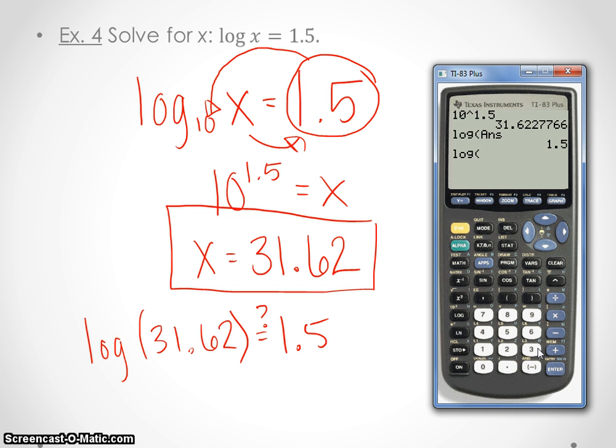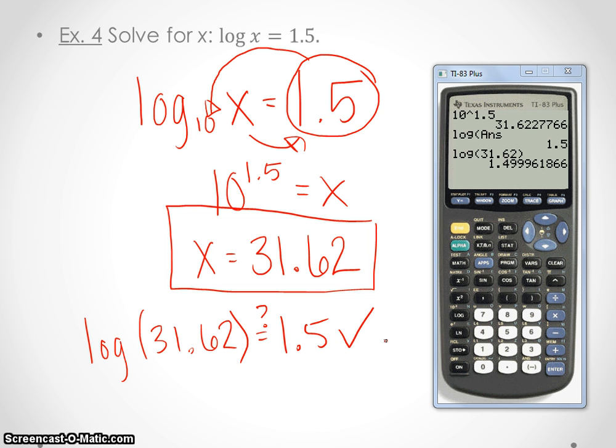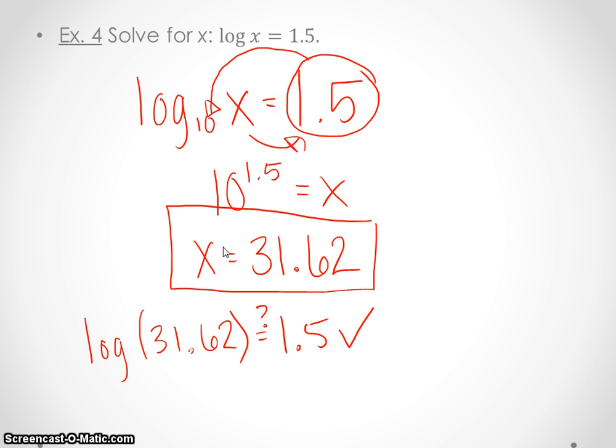Let's see what log of 31.62 actually gives us. It'll give us close, but not exact. Since we've rounded, it's 1.4999. That's pretty darn close to 1.5. But if you pull that actual answer, it should give us 1.5 exactly back. So we're good. We know our answer works. So our answer here is x equals 31.62.